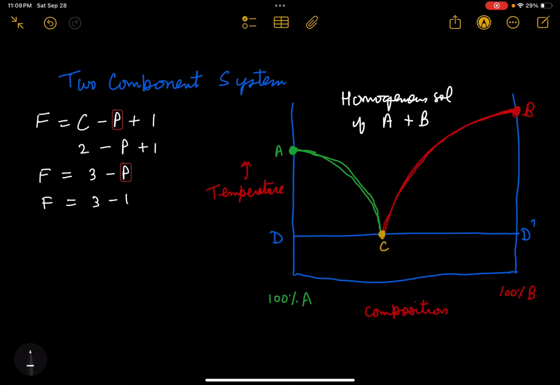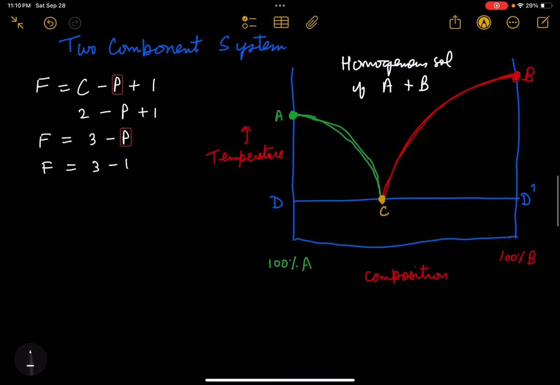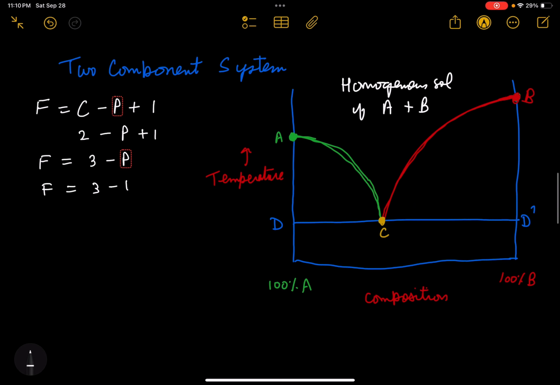So we need temperature and composition to define the system if we are defining the system at constant pressure. Let us discuss the system.